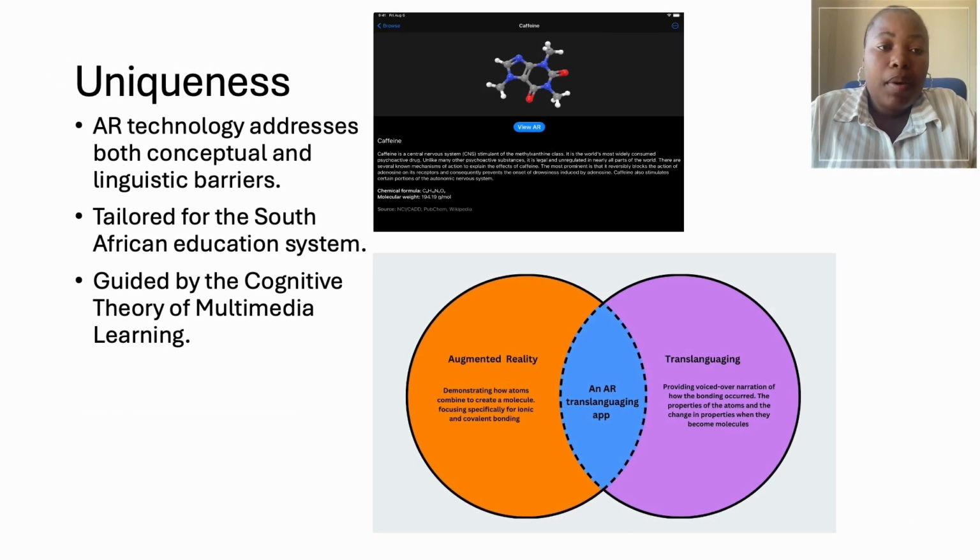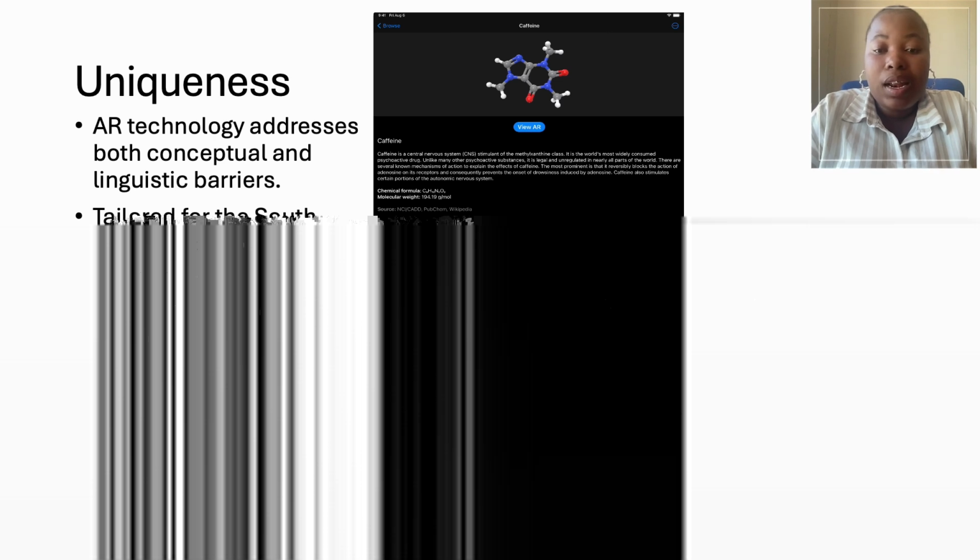And what makes my app unique is that it combines AR technology with translanguaging pedagogy to address both conceptual and linguistic barriers. And secondly, it is tailored for the South African education system, focusing on grade 10 chemistry. And lastly, it is guided by the cognitive theory of multimedia learning to optimize understanding through visuals and audios.